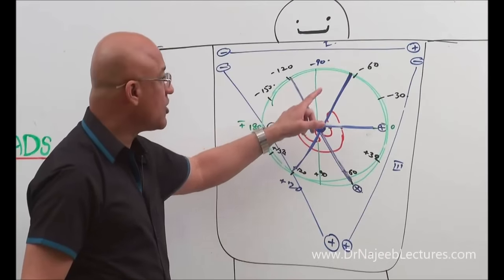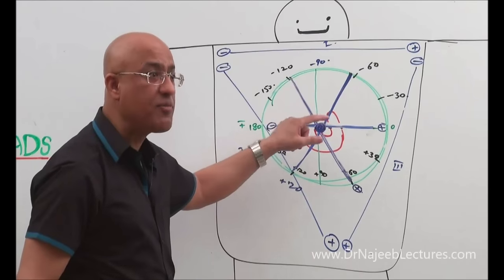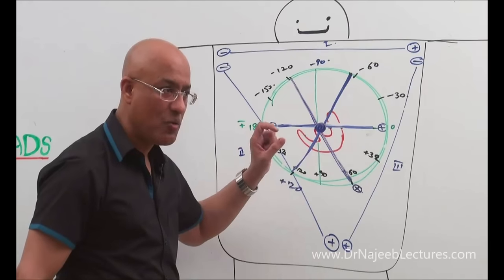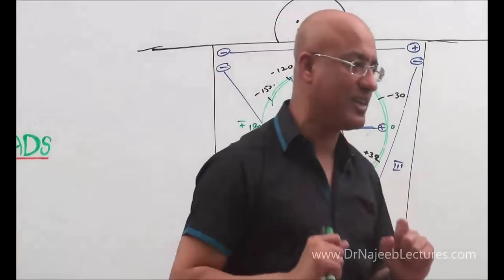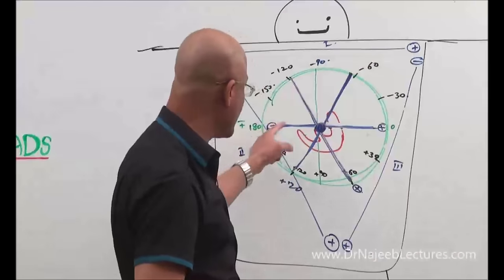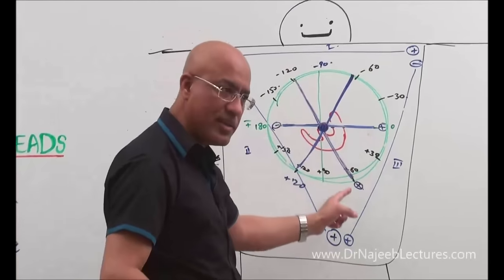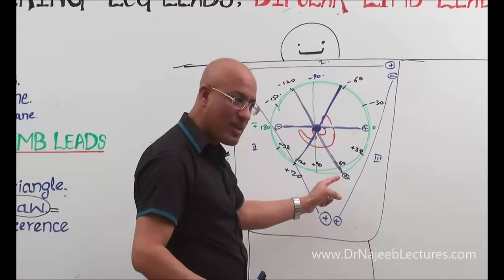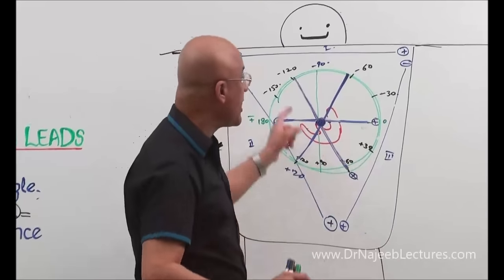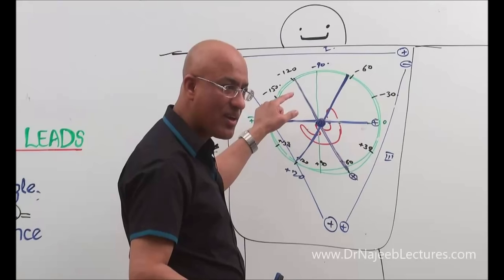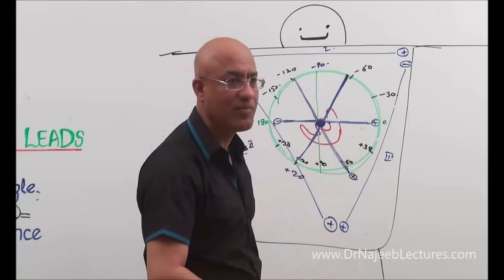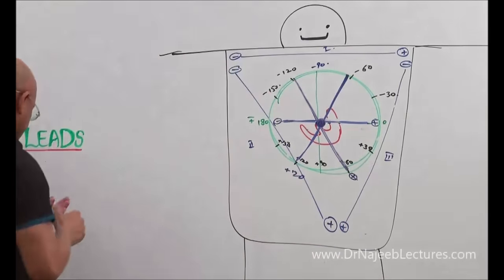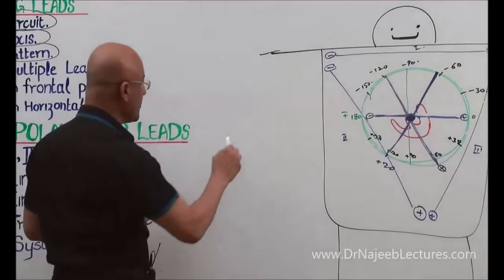Now these three leads, when put together, there are three leads, so we call it the triaxial reference system, where we can see the orientation of the axes of the leads. What are these? These are the axes of the leads. In the frontal plane, we are looking at how they are angulated in reference to each other. So I can bring it out just to make it clutter free.